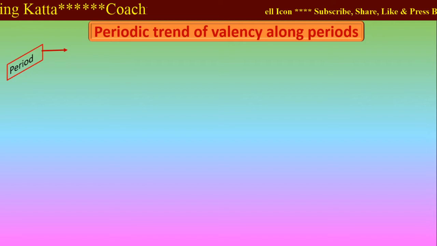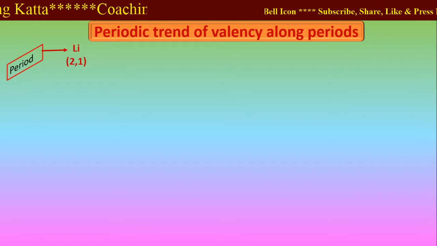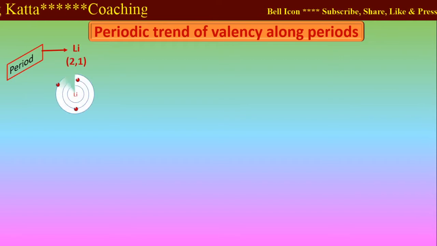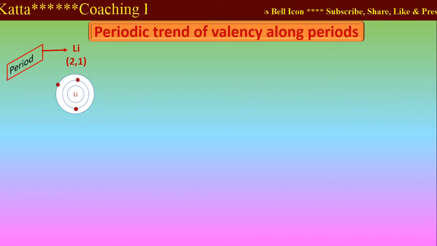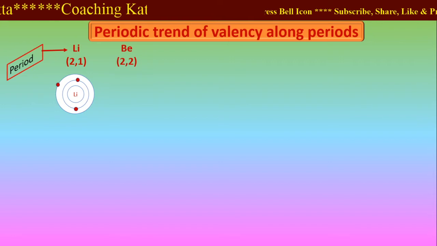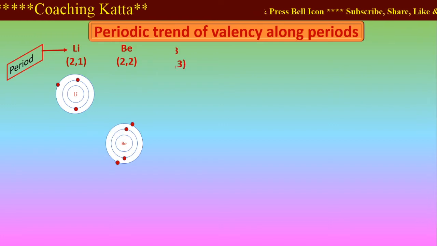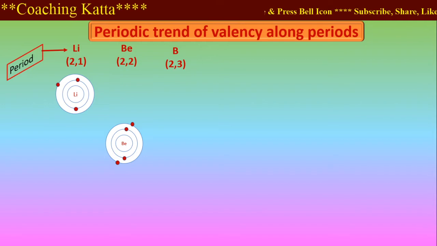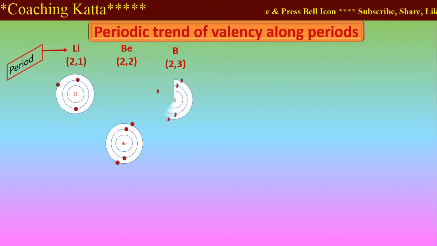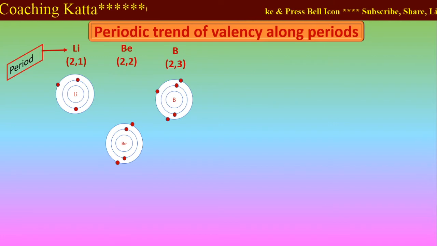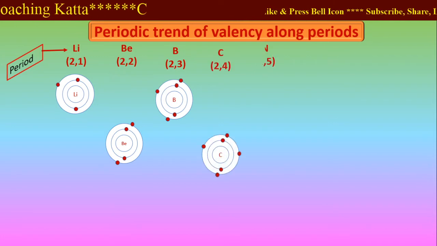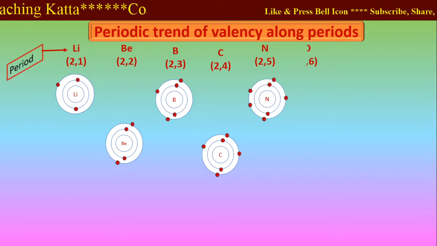The electronic configuration of the second period is shown by a diagram here. Lithium contains two shells and only one valence electron. Beryllium has two shells and contains two valence electrons. Boron contains two shells and three valence electrons, and so on. So observe the figure.